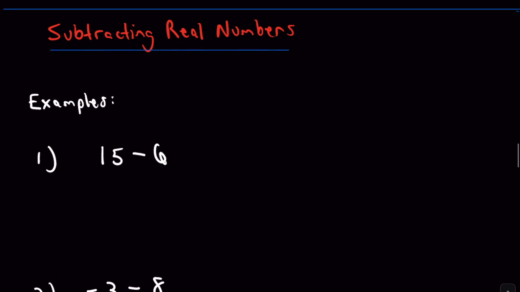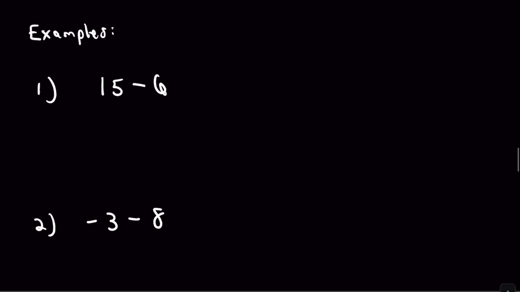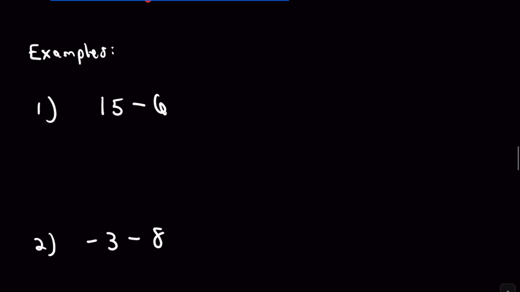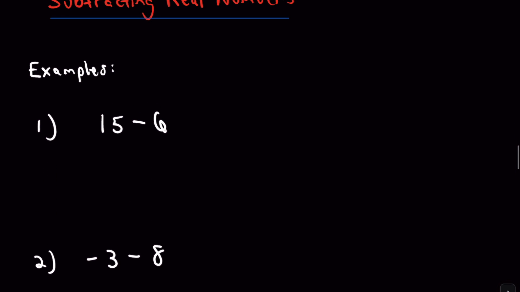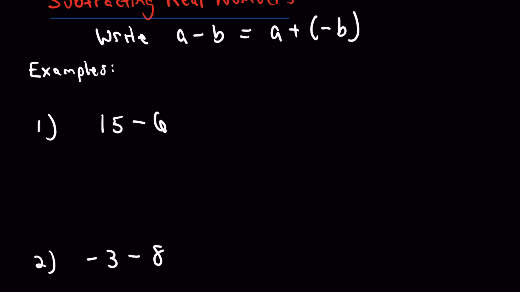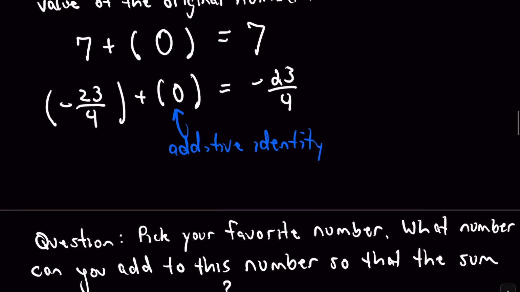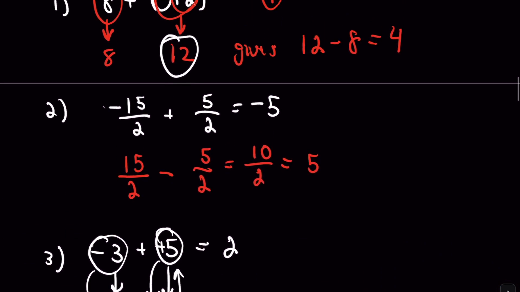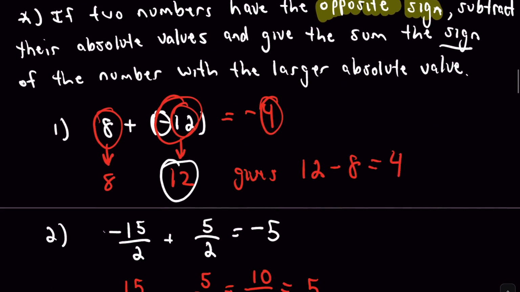Okay, so let's talk about subtracting real numbers. And we've already done some of these already. What we're really going to do is allude to this. This is sort of the basic idea: you can write a minus b as a plus negative b, and then use all these techniques that we were using earlier when we were adding all these different numbers together. So this is the idea.